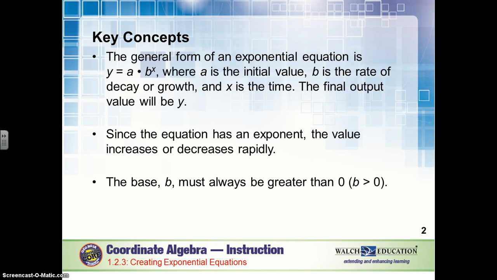The general form of an exponential equation is y is equal to a times b to the x power. A is the initial value, b is the rate of decay or growth, and x is the time. The final output value will always be your y value. Since the equation has an exponent, the value increases or decreases rapidly. The base, which is your b, must always be greater than 0.